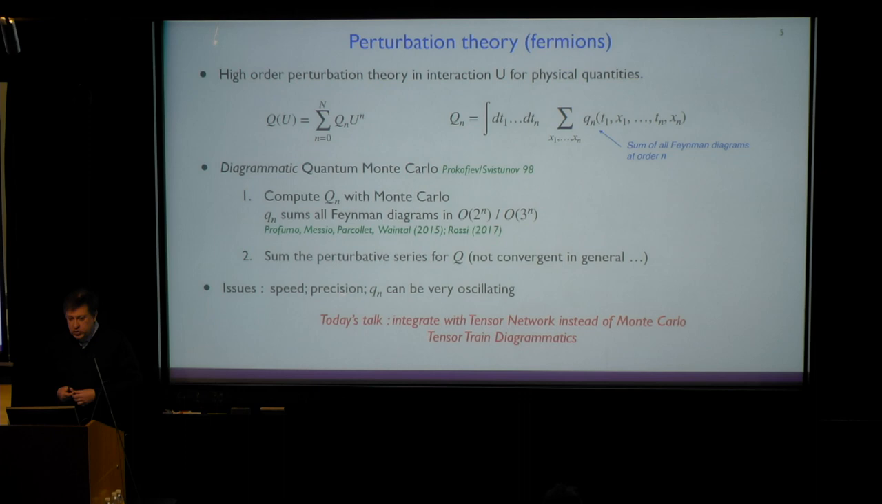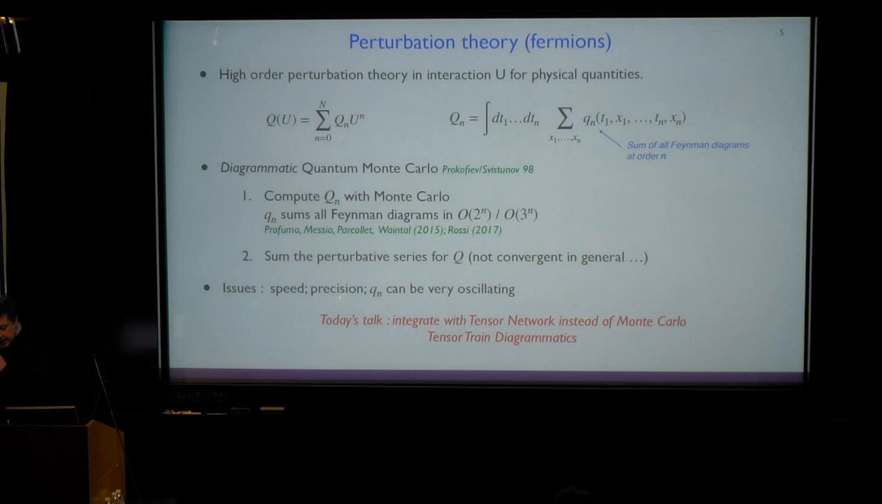And I want to do that for a specific kind of problem, meaning for computing perturbation theory. In other words, I want to compute high-order perturbation theory for fermionic problems, in powers of the interaction, for some physical quantity Q, which can be a charge, density, Green's function, or current. So my expansion is a finite order expansion, the sum of Q_n u^n, and we know, from textbooks, that Q_n is an integral and a sum of some function, small q_n, over times and positions, and Q_n is the sum of all Feynman diagrams for my quantity at order n.